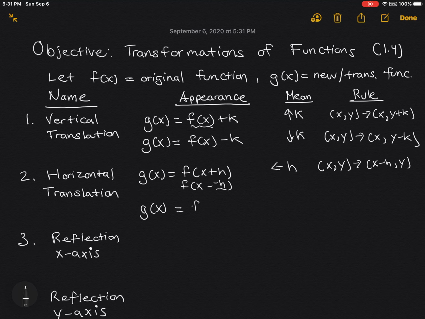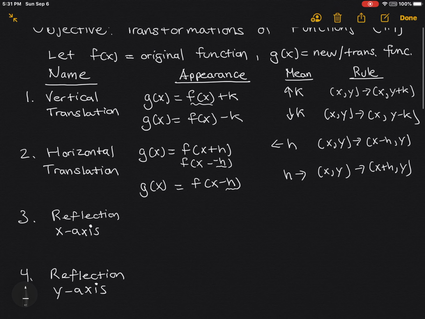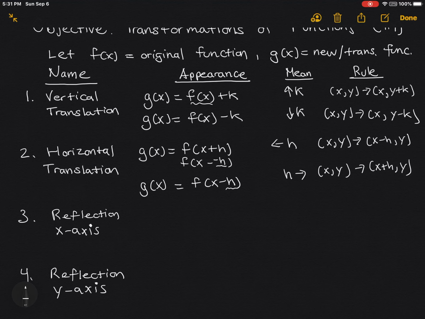All right. And likewise, if you see f of x minus h, this means you shift it h units to the right. The number after the minus sign is actually a positive h. So x comma y becomes x plus h, and of course you keep the y value because you are only translating the graph horizontally.